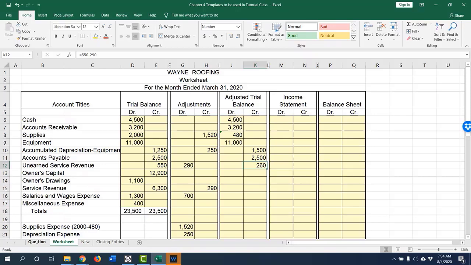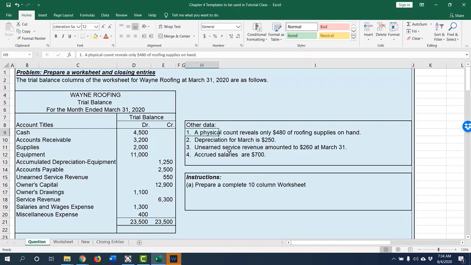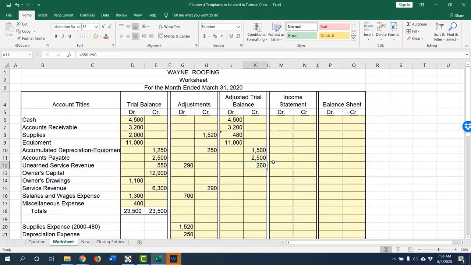And check it here. Exactly. The question has mentioned the same thing. The unearned service revenue amounted to $260 at March 31. So we have done the right thing, right? At the end of the month, our unearned service revenue is $260 only. Okay, great. Owner's capital, no change, right? It was on the credit side, remains on the credit side, 12,900. Drawings, no change, no adjustment related to drawings, so it will remain 1100 on the debit side.